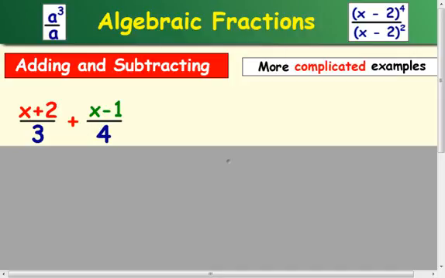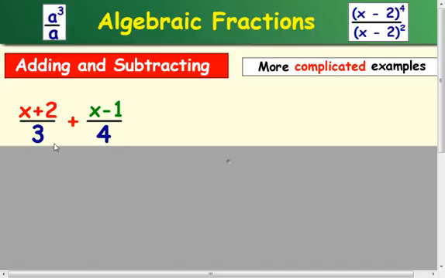In this lesson we're going to look at adding and subtracting fractions, but a wee bit more complicated. Okay, let's look at this first one. We've got x plus 2 over 3 plus x minus 1 over 4. Now what we're looking to do here is get a common denominator to add the fractions, just as you would do with numbers.